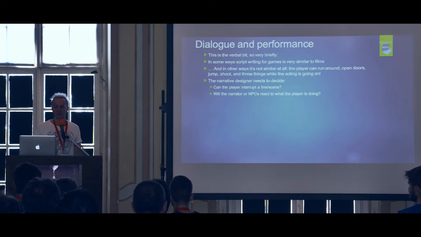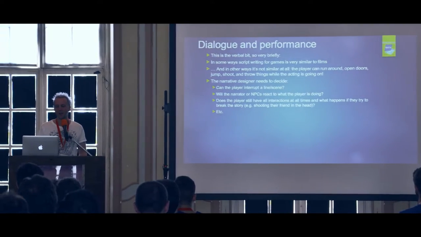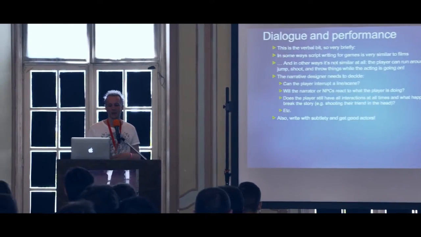These are things you need to think about as a narrative designer. Does the player still have interactions all the time? And what happens if they try to break the story, so shooting their friend in the head? How can you do this? Does this all work? Are their friends all immortal because they have to be in the next cutscene? All these kinds of stuff. There's a lot of things to think about in there.